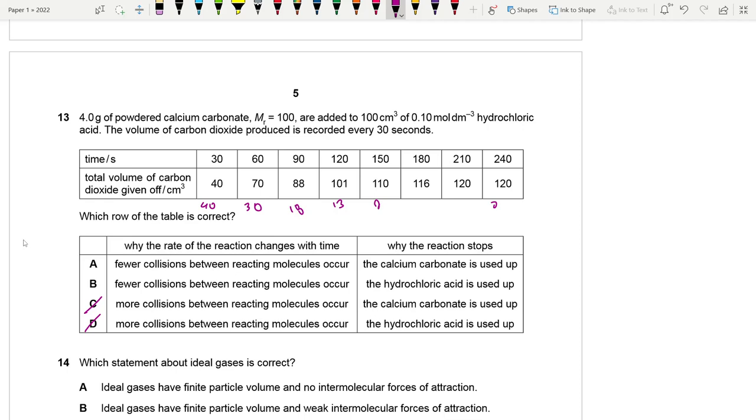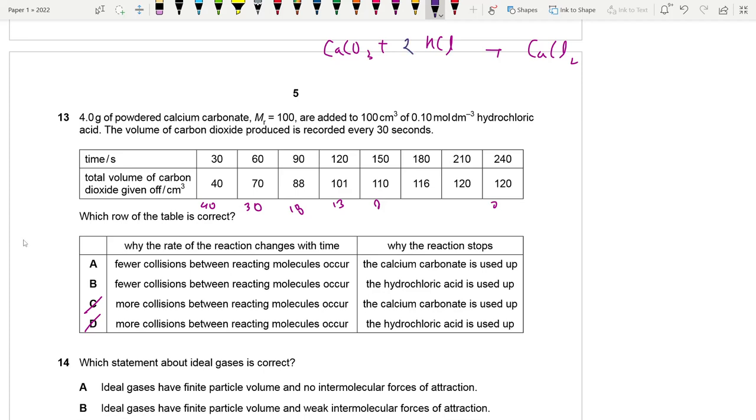Why does the reaction stop? We need to find out the limiting reagent, right? So calcium carbonate reacts with HCl to form calcium chloride in this ratio. It's a ratio of 1:2.